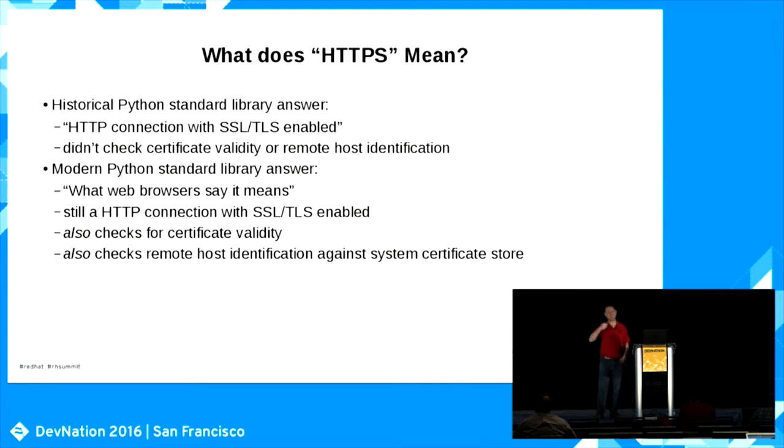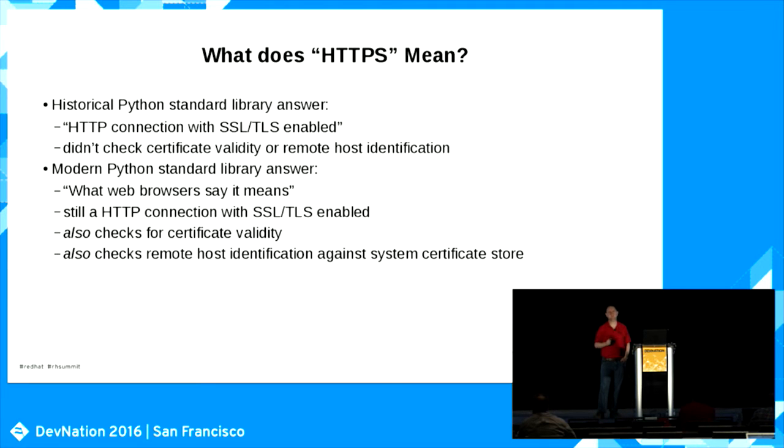And so Python's historical answer in the standard library was that all HTTPS means is it's an HTTP connection with SSL/TLS enabled. That's all. Doesn't imply anything about checking certificate validity, doesn't imply anything about checking the identity of the remote host. You go to most developers in 2016, and they're not going to say that that's what it means. They're going to say what their browser says it means.